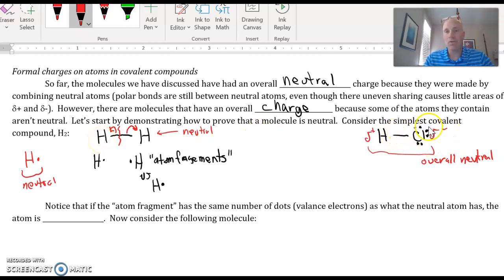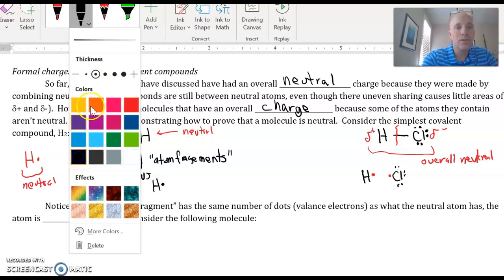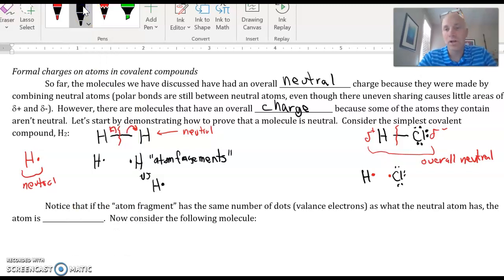One more example of an overall neutral molecule. Let's break this molecule up down the middle. If we did that, one of the electrons is going to go with the hydrogen, the other electron is going to go with the chlorine. I've taken the electrons that were in this bond and shown them in red here. One of the electrons goes to the hydrogen, that's this one, and one of the electrons goes to the chlorine. We're going to say that's this one right here. We then also have the lone pairs that were already on the chlorine.